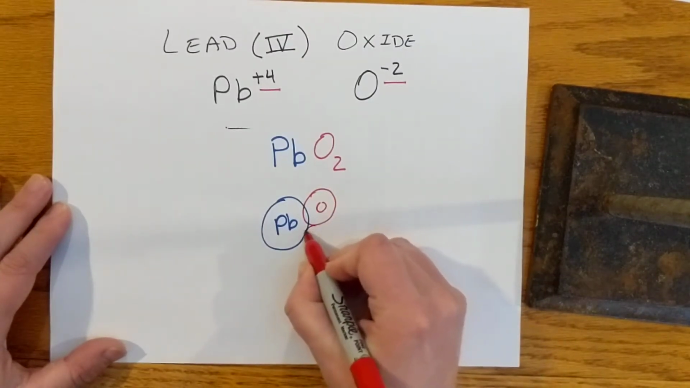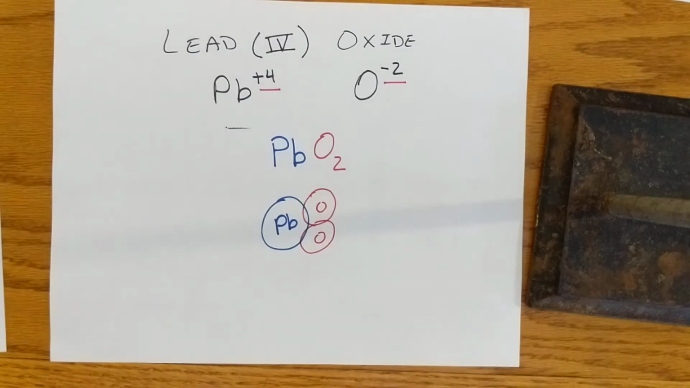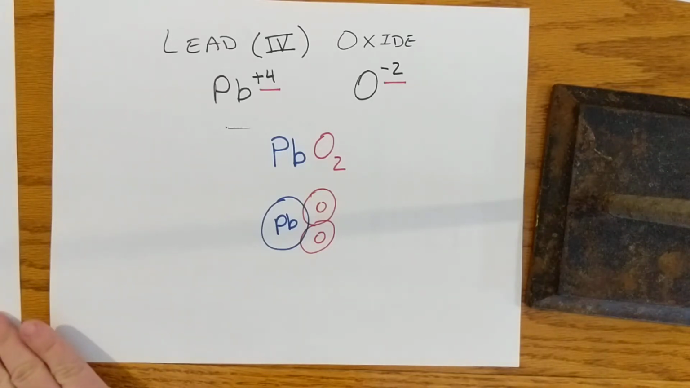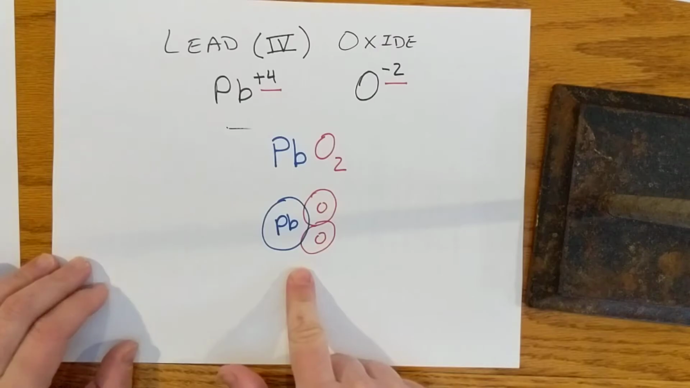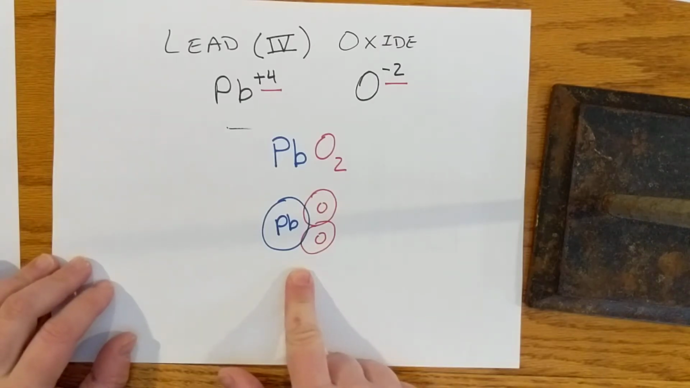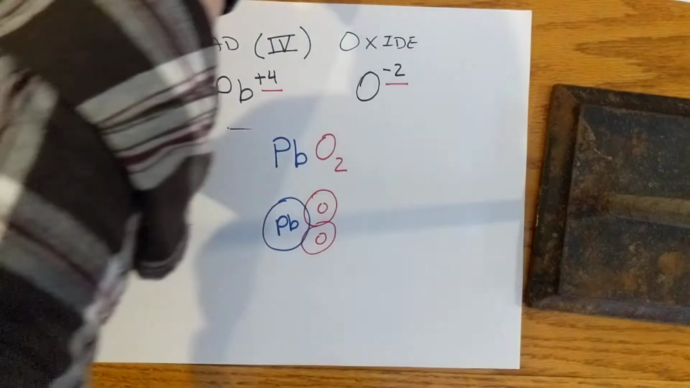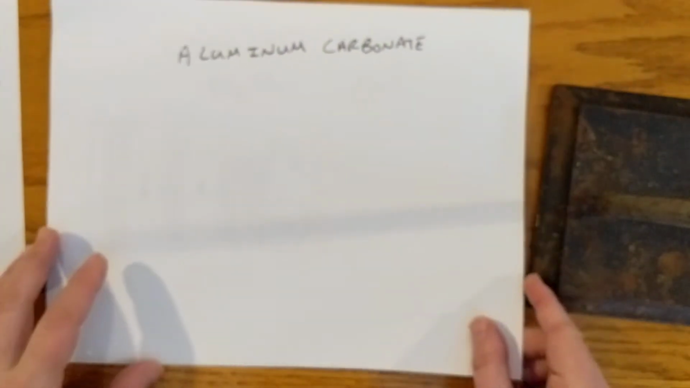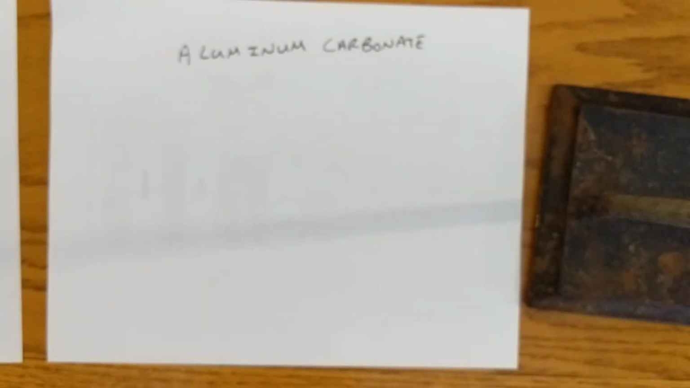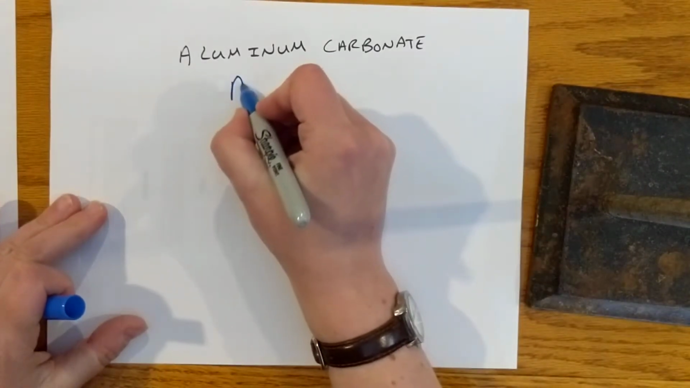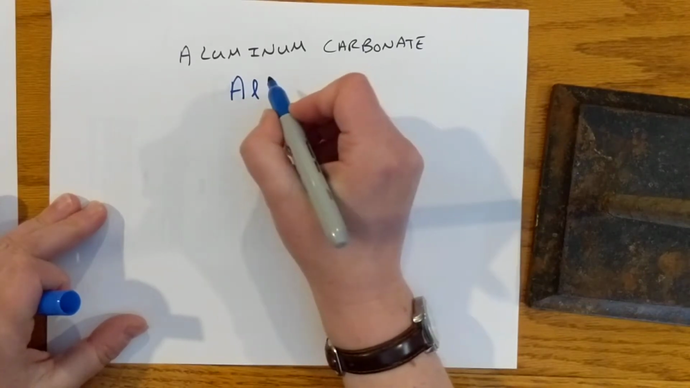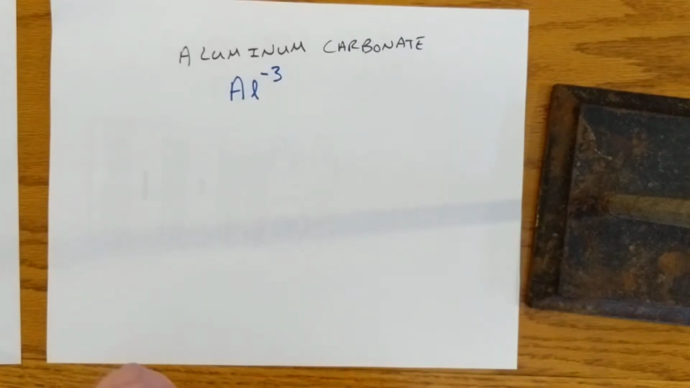But for oxygen, there's 2 oxygens. And so I need to draw 2 circles with an O inside to show those 2 oxygen atoms. So right here is my particle diagram for lead 4 oxide. Now, I want to show you an example of one that gets a little more complicated. And that's aluminum carbonate. So the aluminum, according to my formula sheet, is Al with a -3 charge.